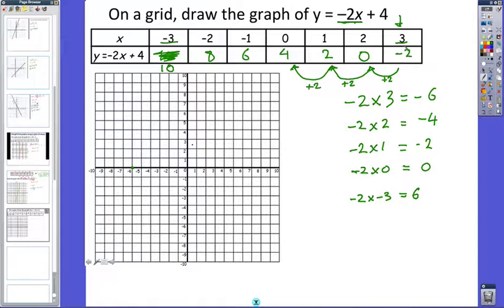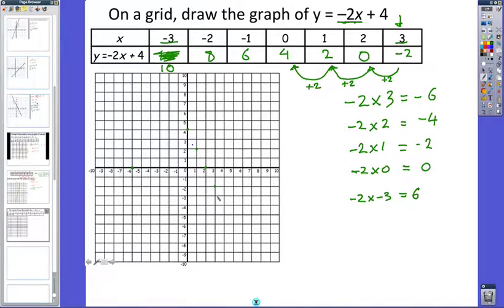So x is 3, y is minus 2 is going to be at this point here. X is 2, y is 0. Y is 0, so you're not going to go up or down, it's just going to be on there. When x is 1, y is 2, so that is going to be this point here. When x is 0, y is 4, so that is going to be there.